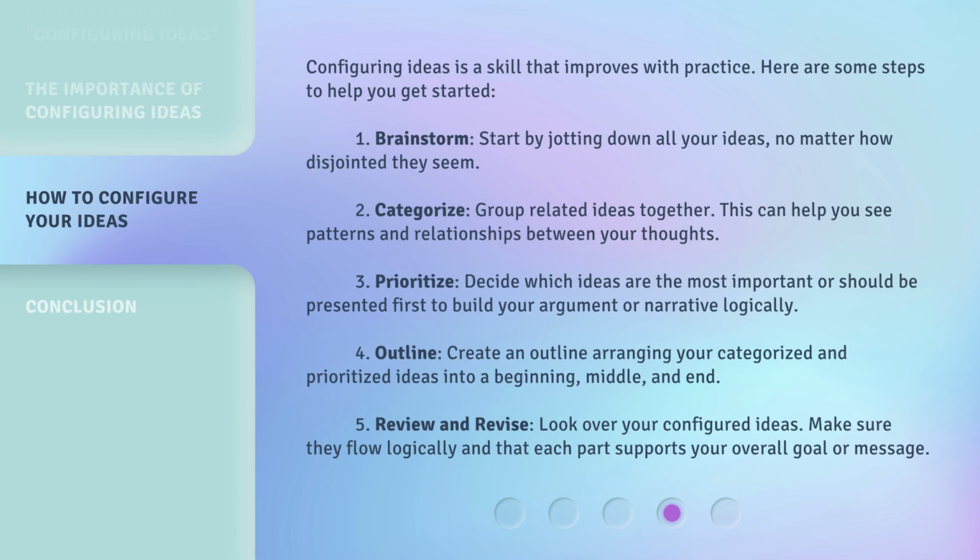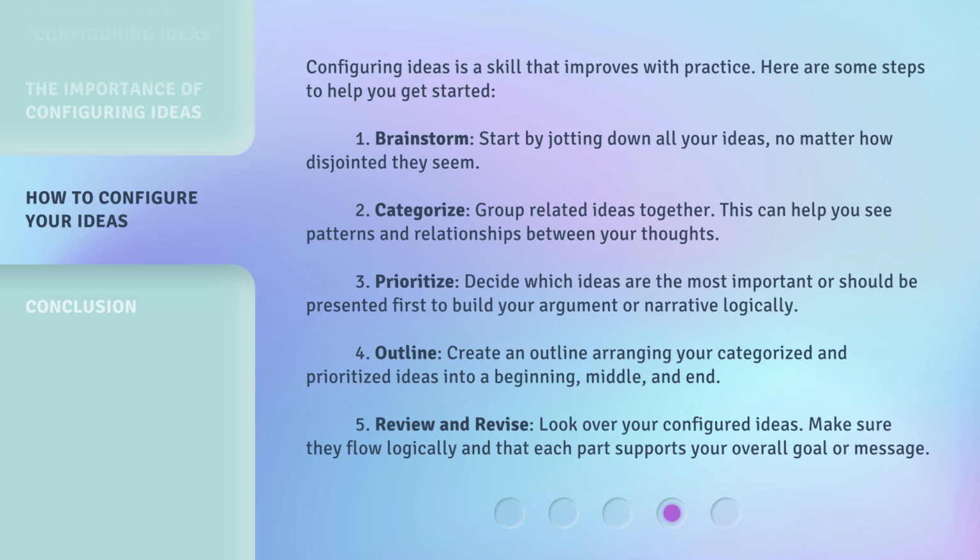Configuring ideas is a skill that improves with practice. Here are some steps to help you get started. 1. Brainstorm. Start by jotting down all your ideas, no matter how disjointed they seem. 2. Categorize. Group related ideas together. This can help you see patterns and relationships between your thoughts.